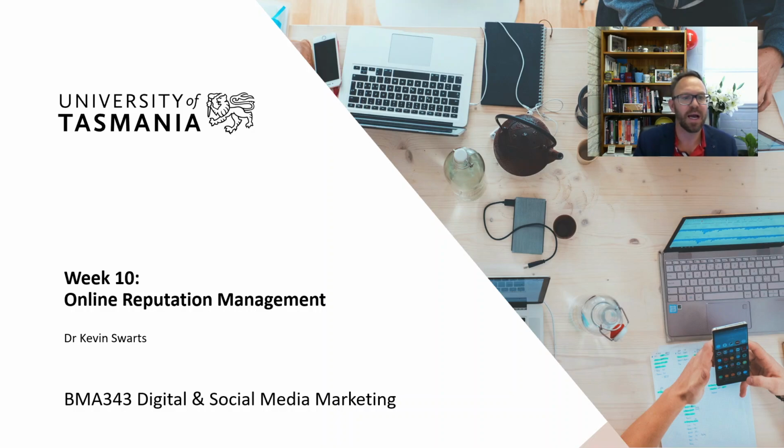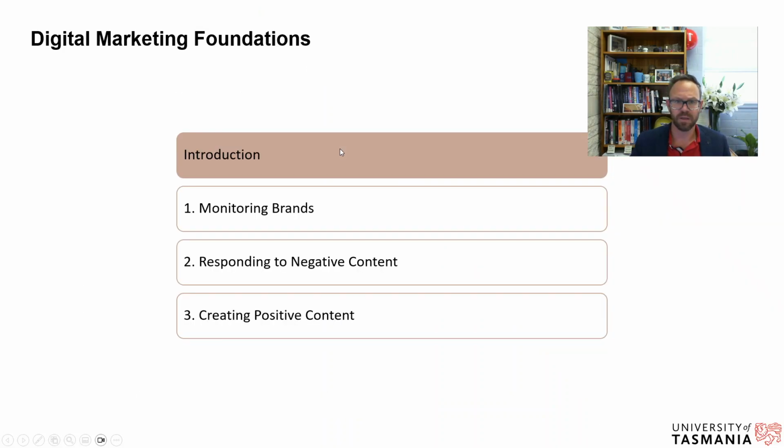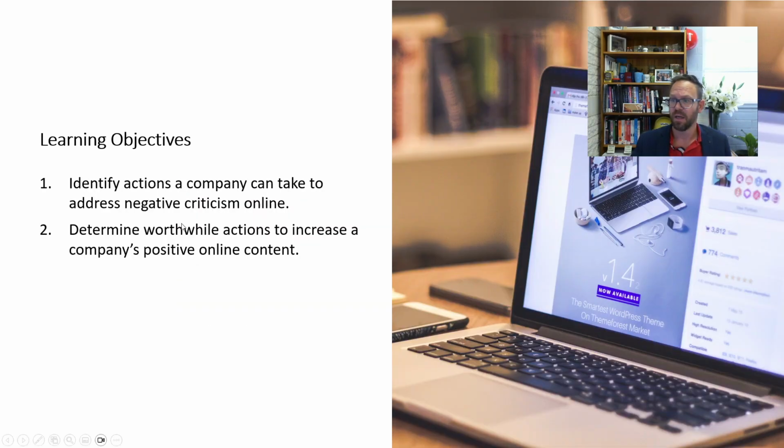This week we'll be looking at online reputation management. So we're going to cover off a few things. First we're going to look at a quick introduction. We're going to look at monitoring brands, responding to negative content, and then creating positive content. So the learning objectives for this week are first of all to identify actions a company can take to address negative criticism online, but then also determine worthwhile actions to increase a company's positive online content.